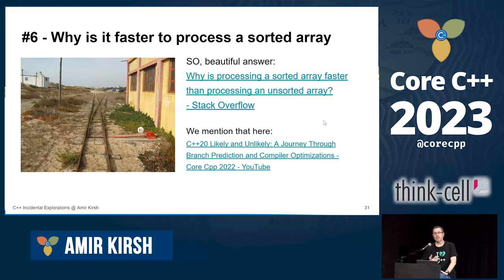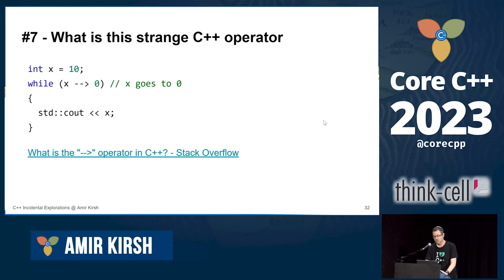And anyway, I'm coming back to this question occasionally. Do you know this C++ operator? Did you use that? X wants to go to zero. While X is striving to zero, I want to do something. Did you use this operator? So there was a question, what is this strange C++ operator? And the answer is, it's the minus minus. Anyhow, the space there is a bit confusing, but it's the minus minus and bigger than.